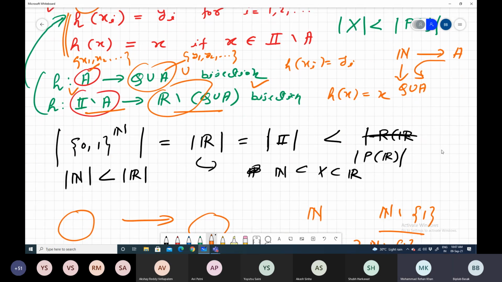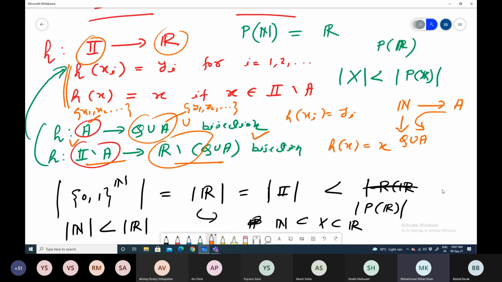Sir, for the definition of countable set, is it an if and only if condition for surjective? That is, X is countable if and only if there is a surjective function from N to that set? Is it an if and only if condition? So what was it? It was a definition, right?